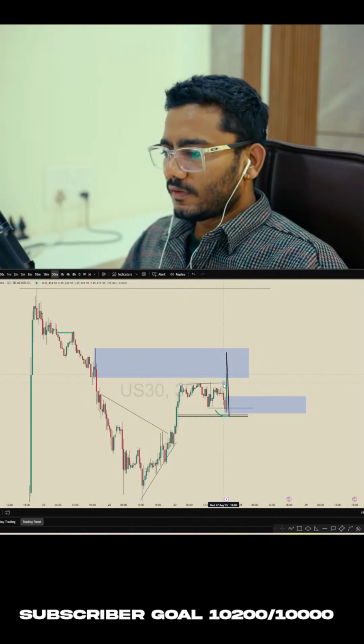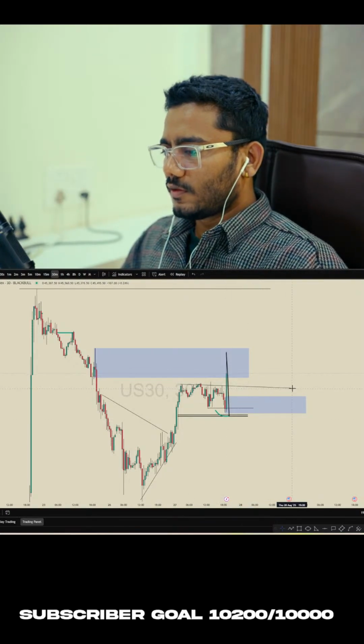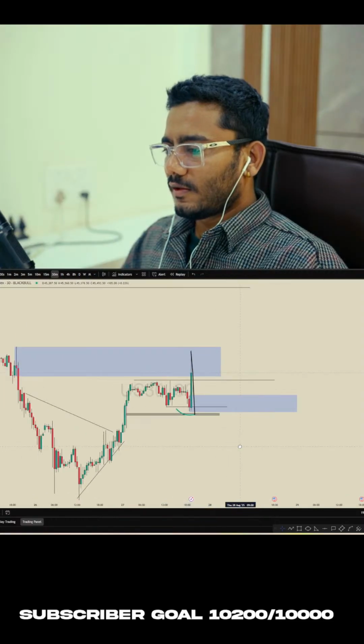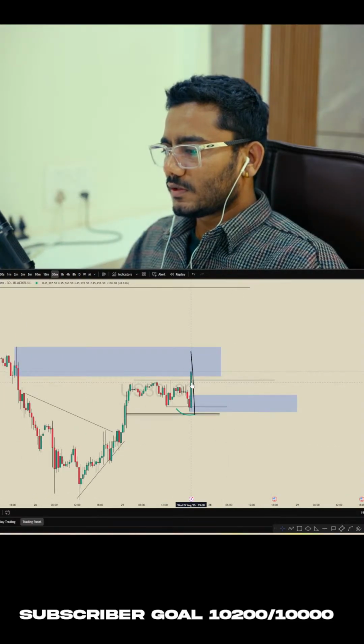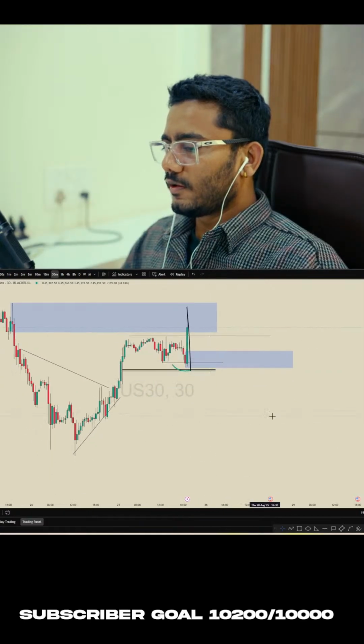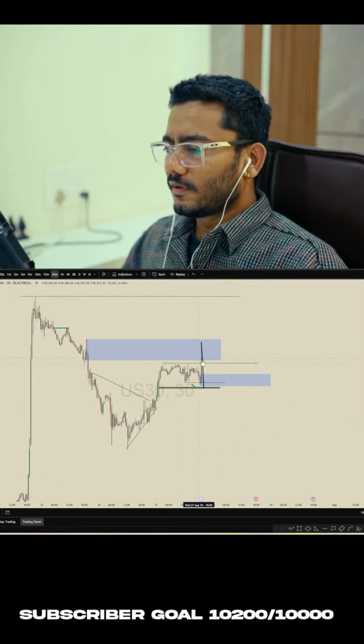So how to confirm this? We can see this structure to the left side. And if a 30-minute candle closes between this and another candle starts, then probably there will be a reversal. Then only we look for sell side.